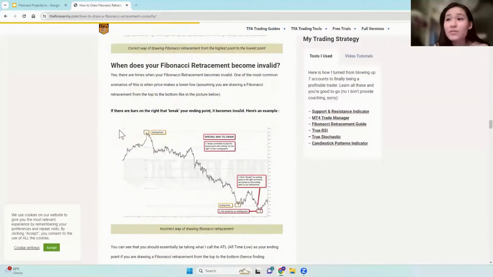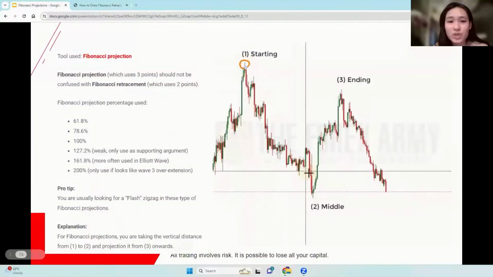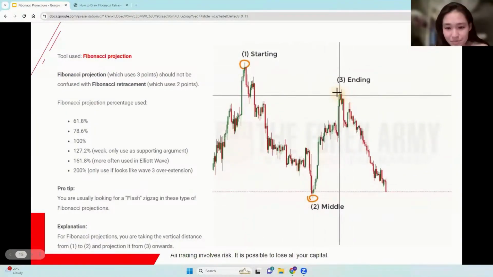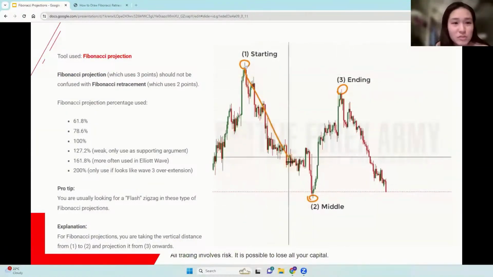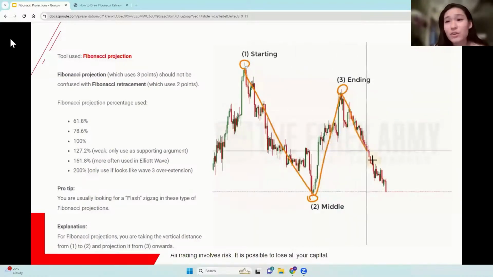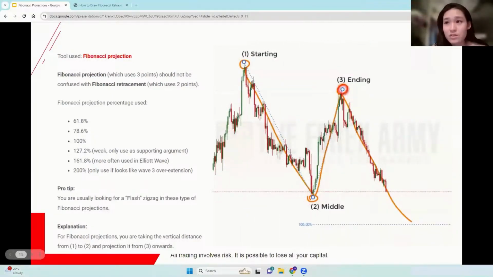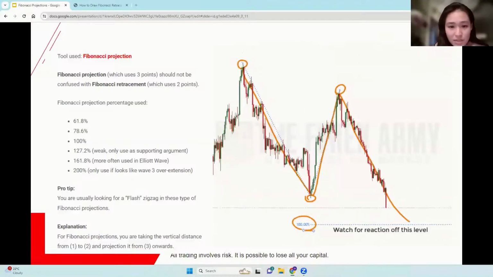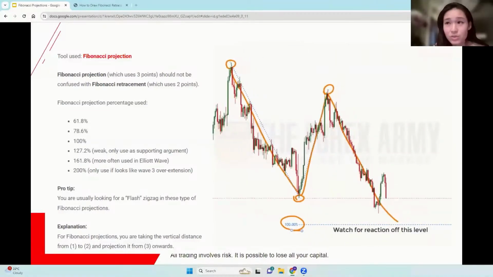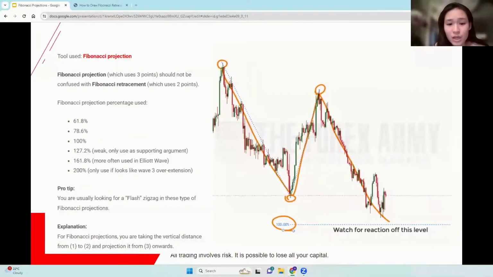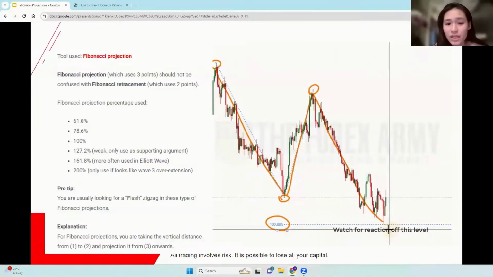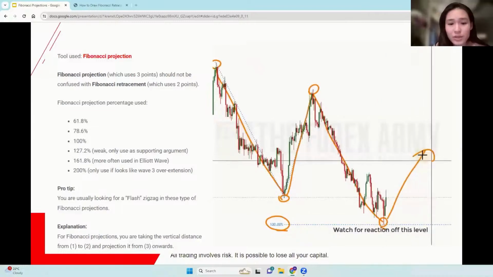Okay. Yeah, so let's get back to our slides. We're talking about Fibonacci projections. For Fibonacci projection, this uses 3 points: a starting point, a middle point, and an ending point. It's not to be confused with what we talked about previously, which was the Fibonacci retracement, which only uses 2 points. Here we use namely the 61.8, 78.6, and 100% levels.